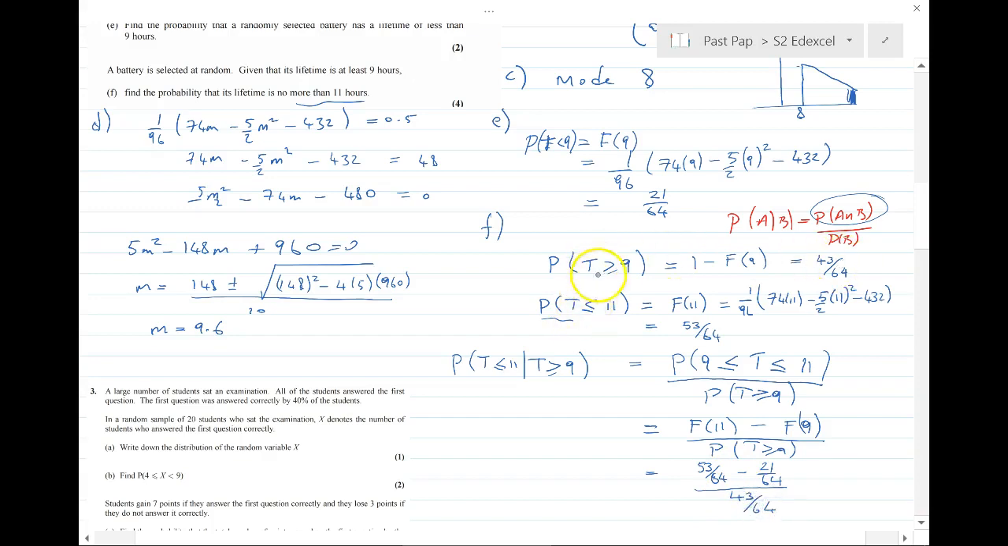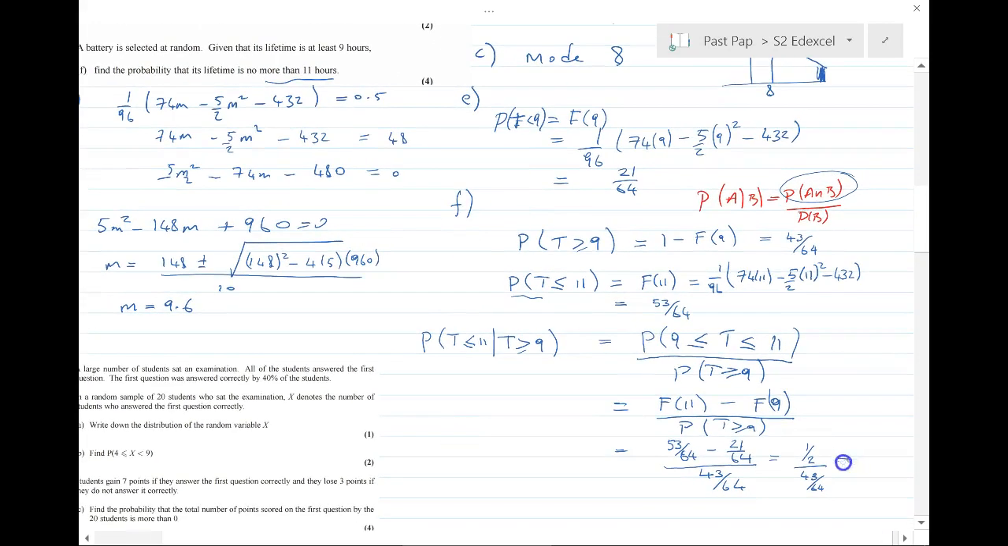So that's why I was working this stuff out. You might have wondered at the time where I was going with this, but hopefully it makes sense. We've got all this coming together now. So that equals half over 43 over 64, which is equal to 32 over 43. Okay, nice. Okay, let's do the next question.